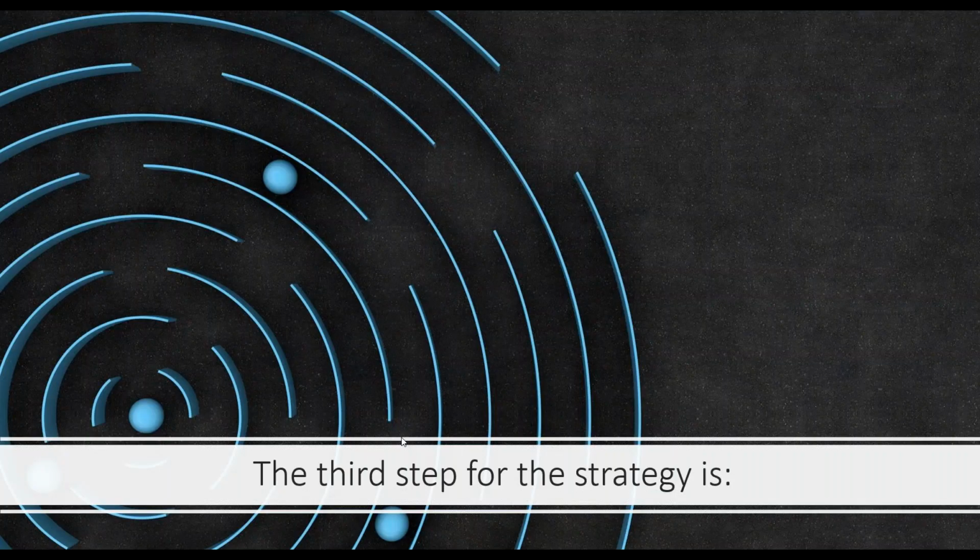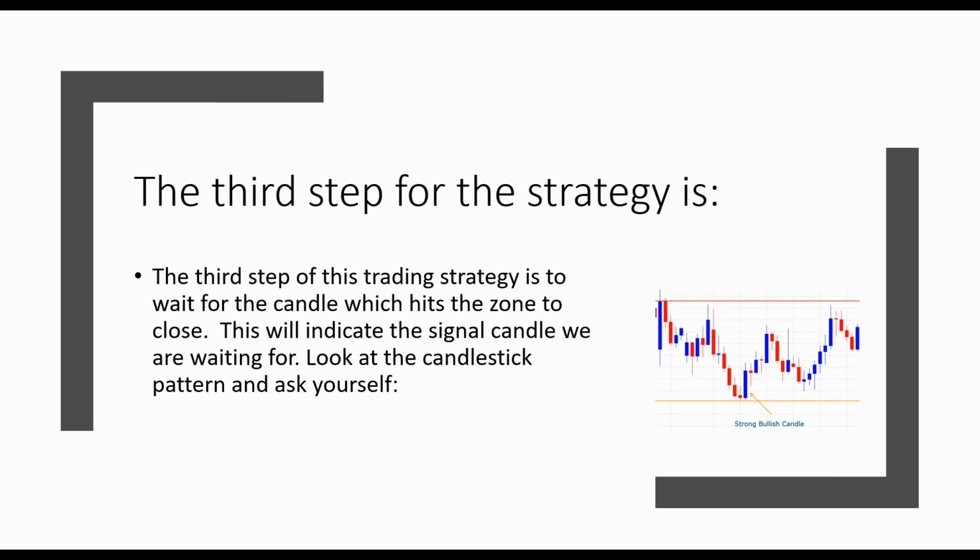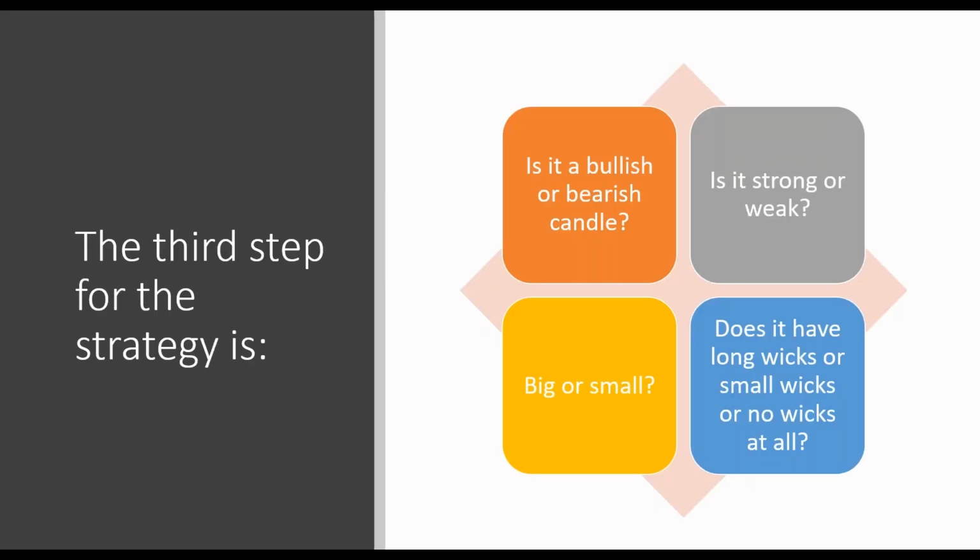Step 3 is to wait for the candle which hit the zone to close. This will indicate the signal candle we are waiting for. If it touched the zone and then closed back above the zone, it may not be a valid candle. What we're looking for is a strong bullish candle off of a support level or a strong bearish candle off of a resistance level. So we want to see how big the candle is. Is it big? Is it small? Are the wicks long or short?